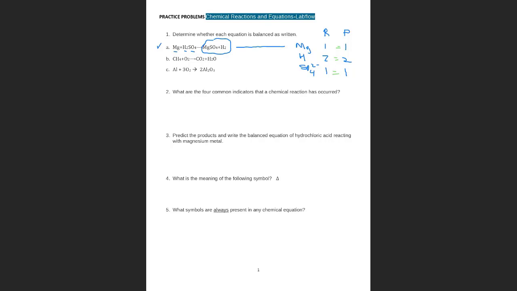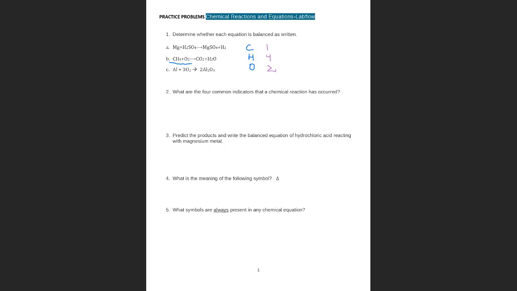How about the second one? Is the second reaction balanced? First, I have to look at what type and how many atoms I have on the reactant side. So I have carbon, I have hydrogen, and I have oxygen. On the reactant side, how many carbons do I have? 1. I have 4 hydrogen and 2 oxygens.